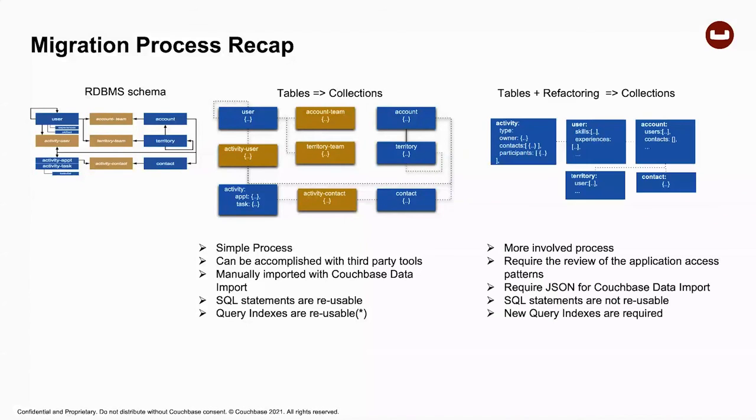Or you can include the refactoring process to transform your relational model to the document model, where you can optimize your data model by reviewing your application access patterns. This is a more involved process that would involve data architects and developers. Your existing SQL statements and indexes will also need to be modified to reflect the new document model. But what if you decide to leave the refactoring step out of this process? You can still benefit from many features, some of which are unique to Couchbase.